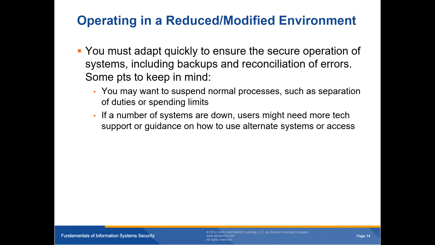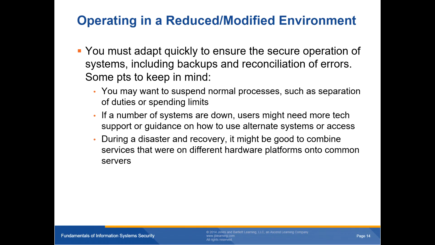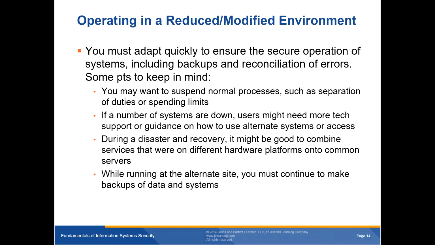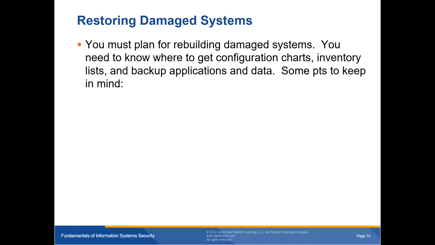If a number of systems are down, users might need more tech support or guidance on how to use alternate systems or access. Here, the business impact analysis should have identified the minimum recovery resources as part of the recovery need. During a disaster and recovery, it might be good to combine services that were on different hardware platforms onto common servers. While running at the alternate site, you must continue to make backups of data and systems.